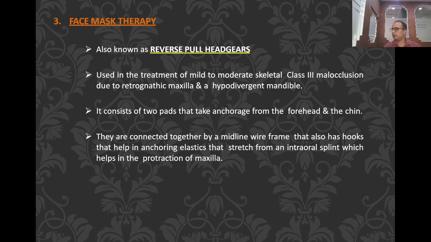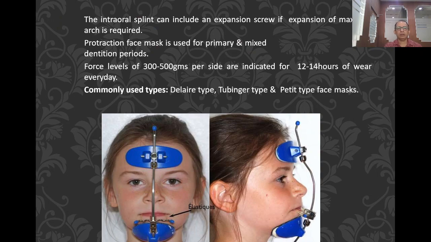Face mask, also known as reverse pull headgear, is used in the treatment of mild to moderate skeletal class 3 malocclusion due to retrognathic maxilla and hypodivergent mandible. It consists of two pads that take anchorage from the forehead and the chin. They are connected together by a midline wire frame that also has hooks that help in anchoring the elastics that stretch from the intraoral splint, which helps in the protraction of the maxilla. The intraoral splint can include an expansion screw if the expansion of the maxillary arch is required.